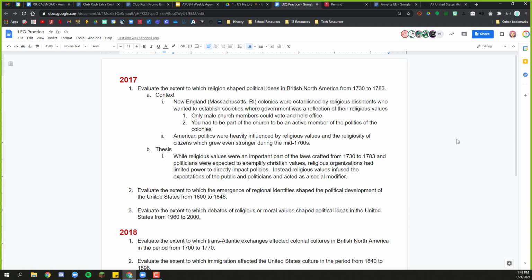So when I'm looking at this, I'm contextualizing this with background of earlier examples of direct control. And I'm transitioning this into the idea that religious values are important in shaping political ideas, but religion as an institution is not. If that makes sense. Questions so far?